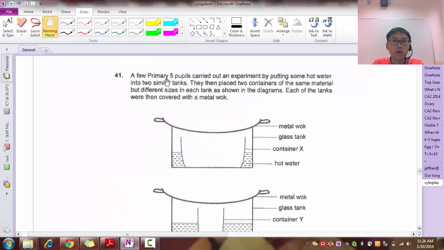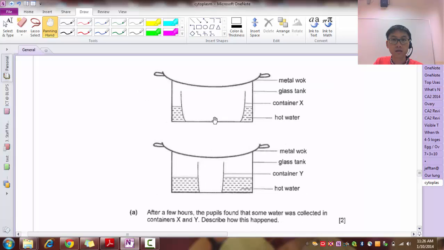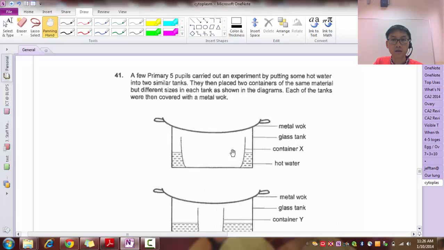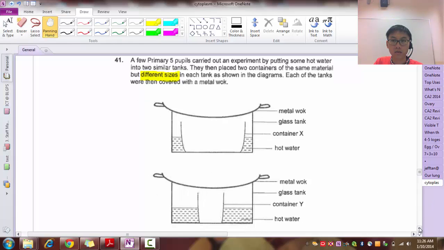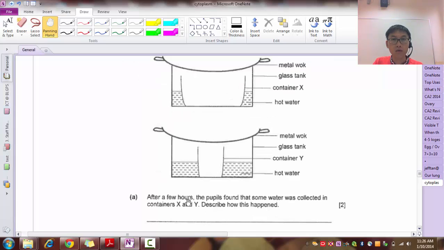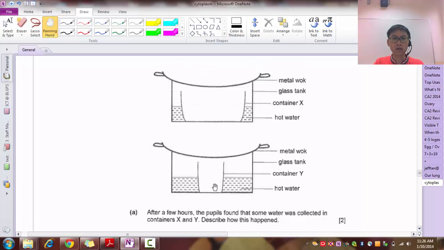Alright, question 41. A few Primary 5 students, maybe some of you might have done this experiment, putting some hot water into 2 similar tanks. Alright, place 2 containers of the same material but different sizes. So here is important, different sizes. Here, as you can see in the diagram, let me shift it down a bit. Now each of the tanks is then covered with a metal wok. Alright. After a few hours, the pupils found that some water was collected in container X and Y. Describe how this happens. So what do you think is happening? Why is there water here?